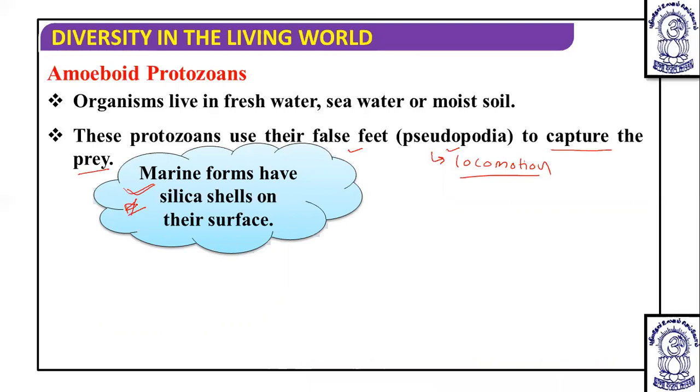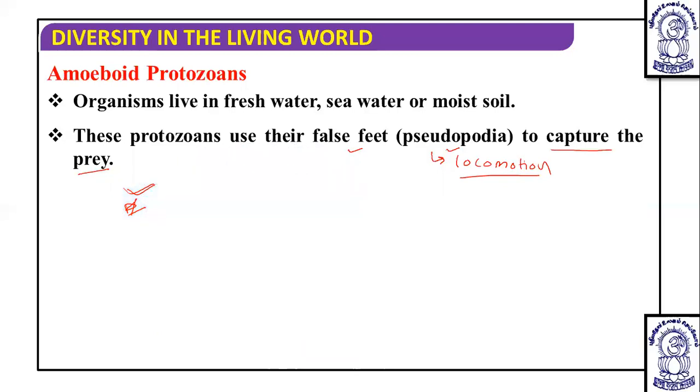The marine forms of amoeba or amoeboid protozoans have silica shells on their cell. Dear students, silica shells on their surface. But the surface of what? On the plasma membrane, they have silica shells. In the same way, we have also studied the presence of silica shells in diatoms. So whenever the question is about silica shells, you should remember these amoeboid protozoans as well as the diatoms or chrysophytes.